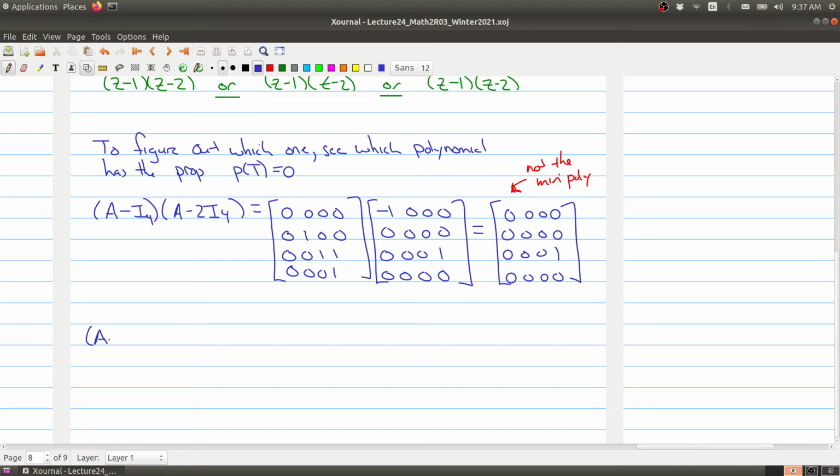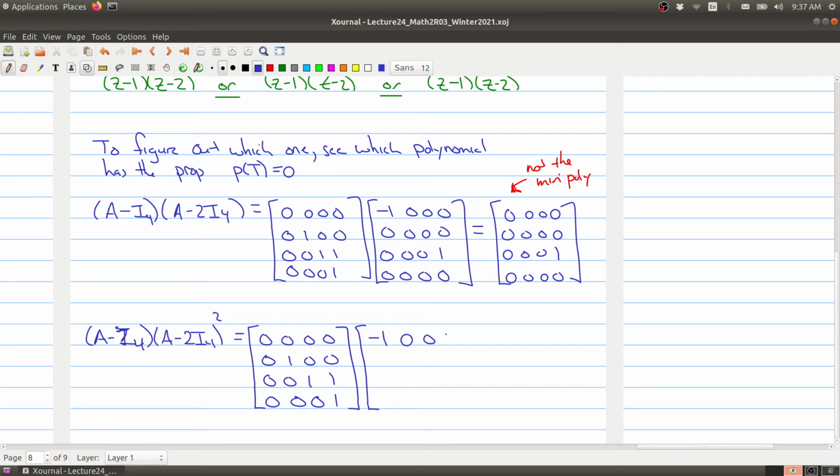So we have to try the next one. So we have to look at this particular matrix. And you could do all the work. So it's the same matrices as above. I'm just quickly writing these things out. And there we go, there's our matrix. But here we have to square it. And if you were to do all the calculations, you would get the 0 matrix at the end.